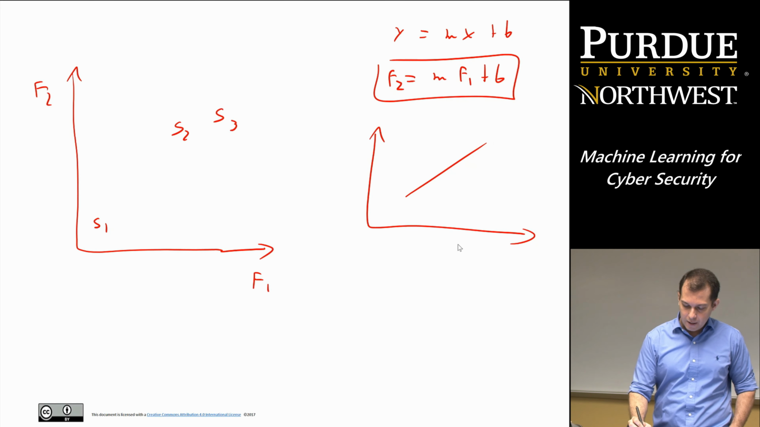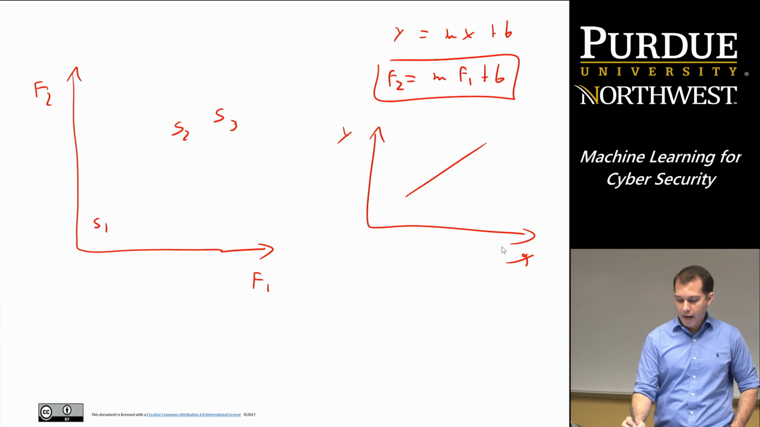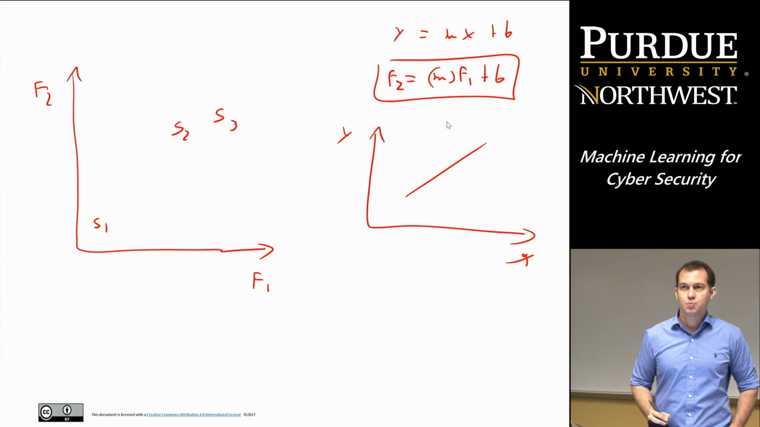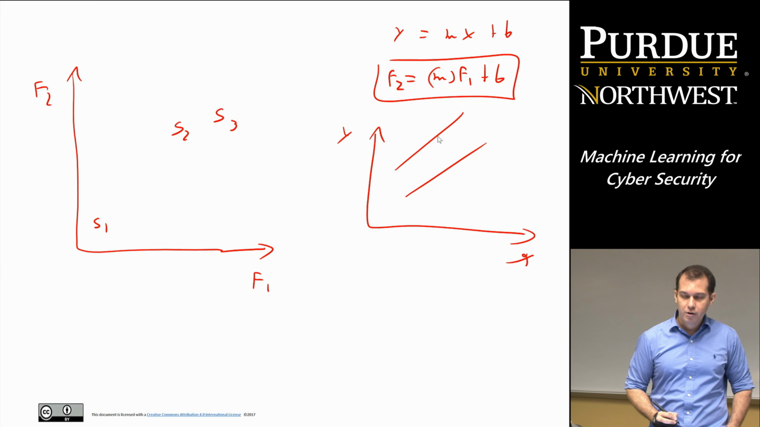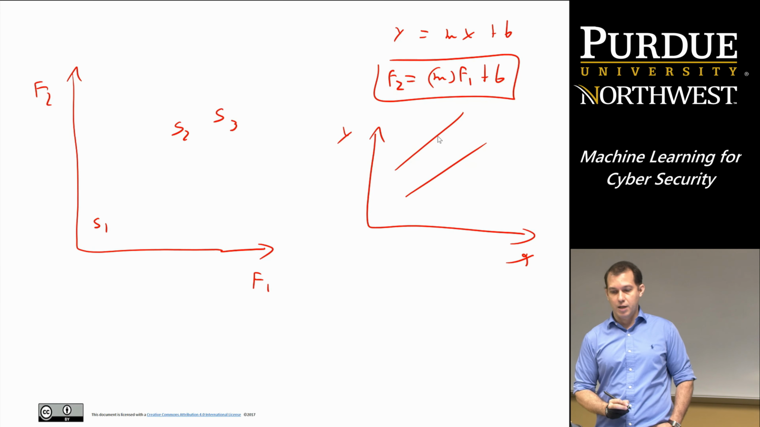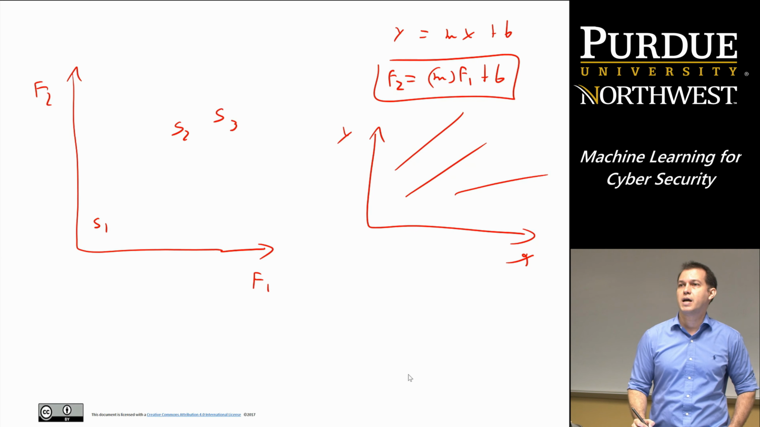So remember that the F1 or the X1 can be whatever. Any value in Y is correlated to any value in X. But the thing that determines that correlation is these parameters, m and b. If I pick another set of m and b, I get another line. Another set of m and b, another line. Another set, another line.